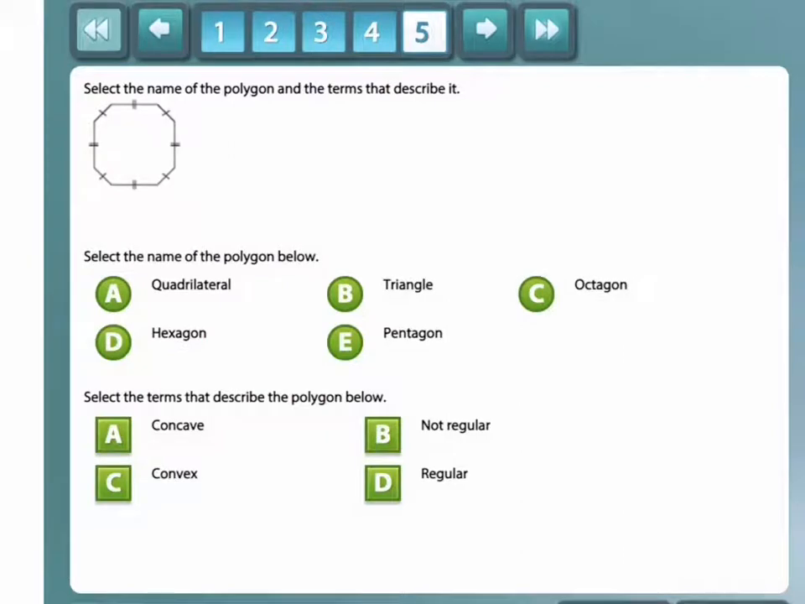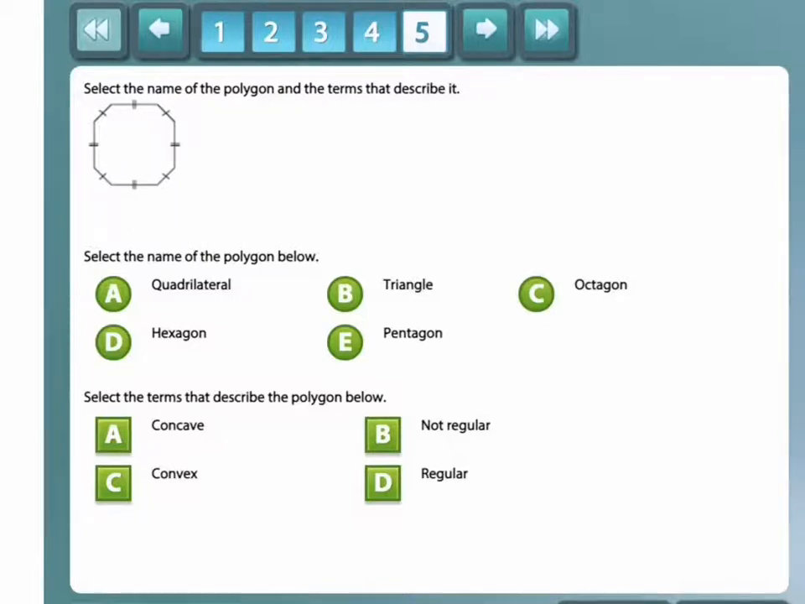Okay, let's look at this figure right here. Let's first name it. So let's count the sides because we need to name a polygon by the number of sides it has. So let's count 1, 2, 3, 4, 5, 6, 7, 8. So there are 8 sides to this. An 8-sided figure would make it an octagon.